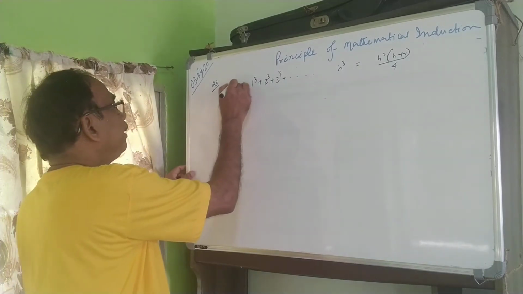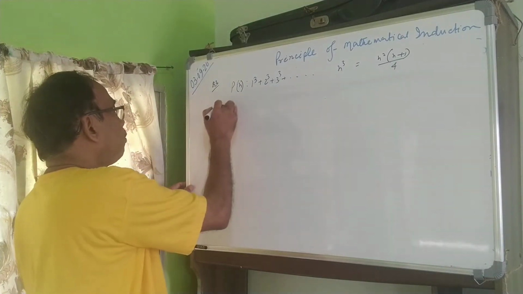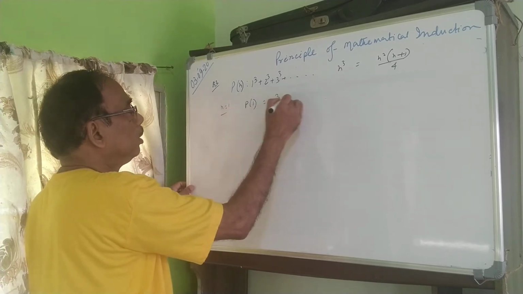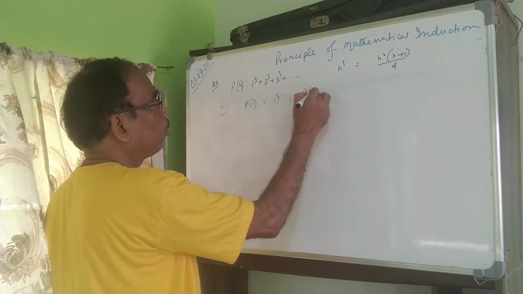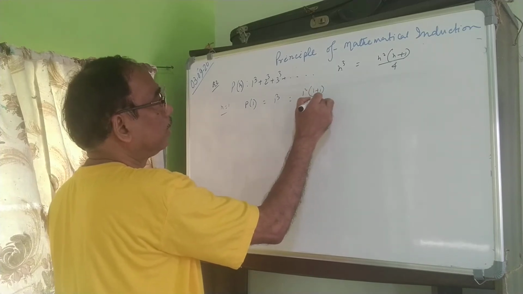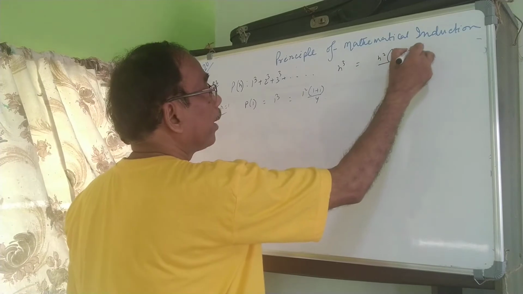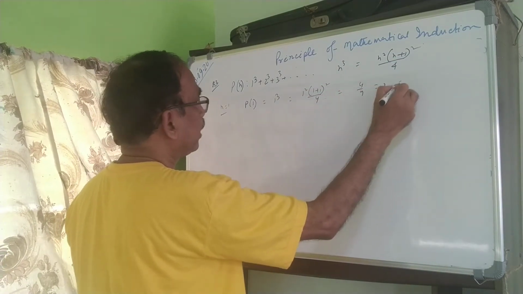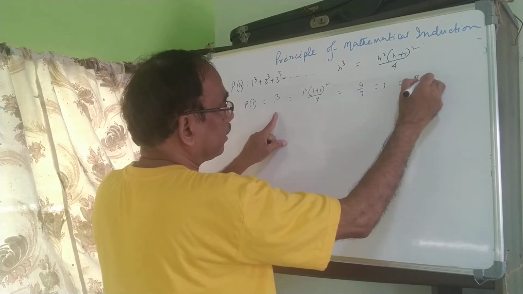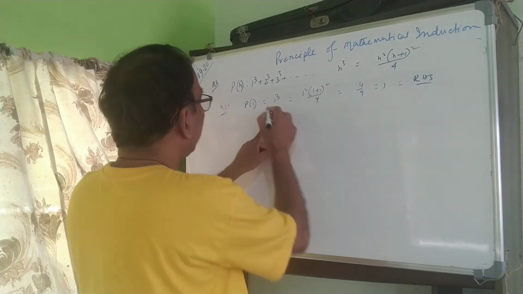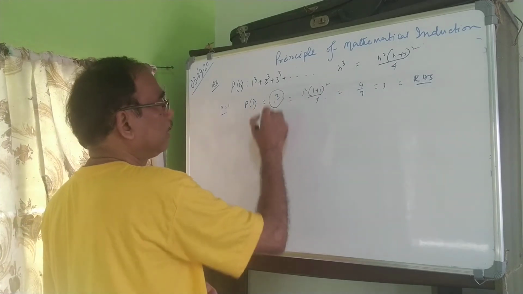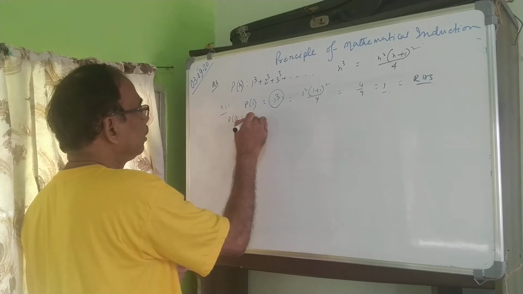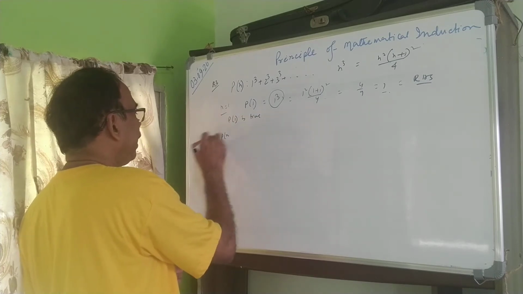Let Pn be the statement. Now put n equals 1. So P1: 1 cube equals 1 square times (1 plus 1) whole square by 4, that is 4 by 4, that is 1, which is the right hand side. Left hand side equals right hand side. This is 1 and this is 1. Therefore P1 is true.